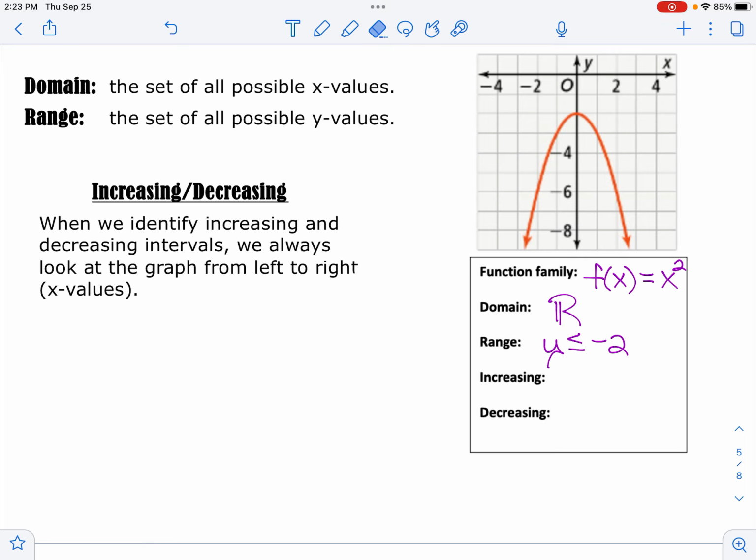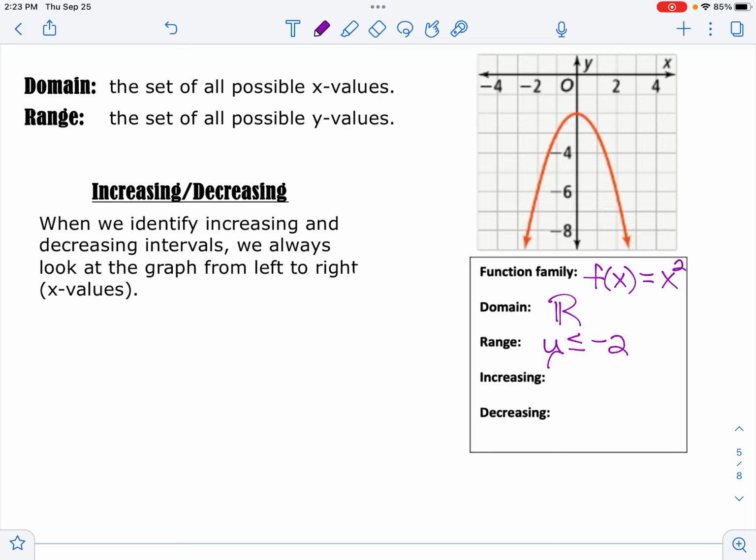Okay. When we identify increasing and decreasing intervals, we always look at the graph all the way from the left over here, all the way to the right, and how we're going that way. So starting on the farthest left, all the way to the right. So you kind of think like you're riding on this graph. It's almost like a roller coaster. You're going to start here and end over here, but this just keeps going forever.